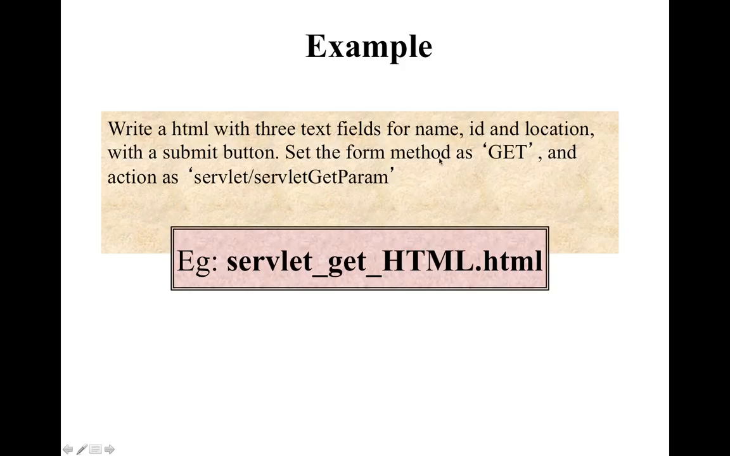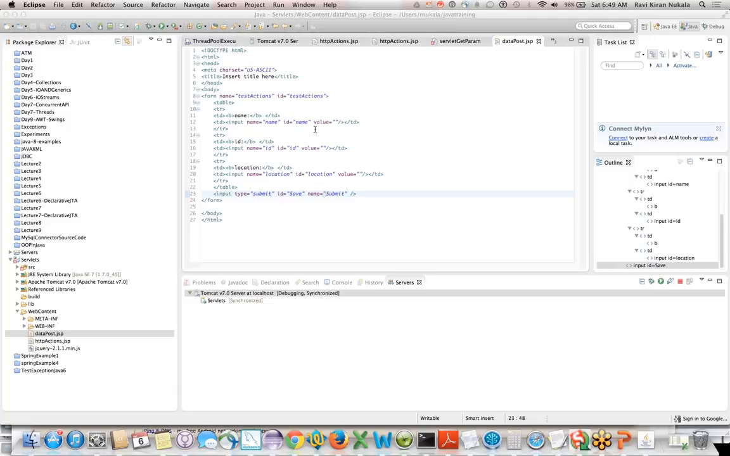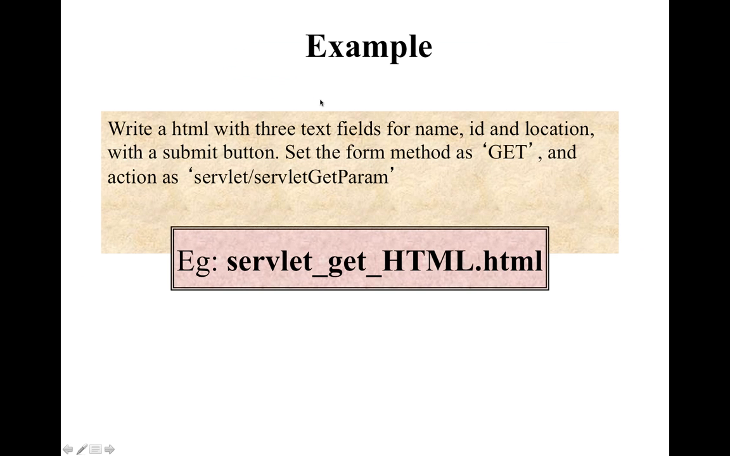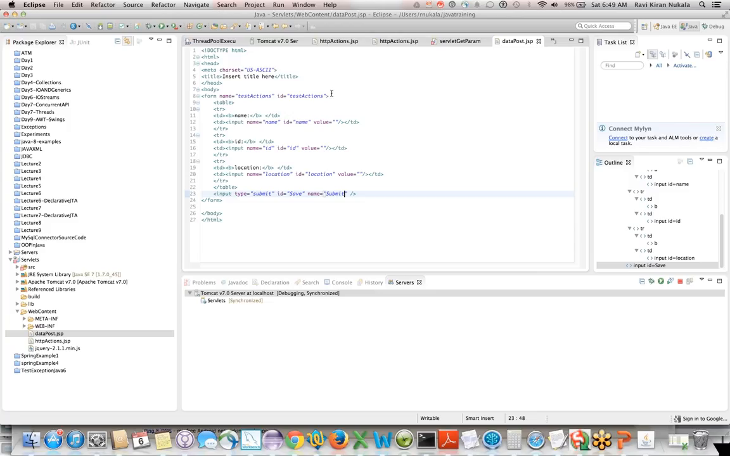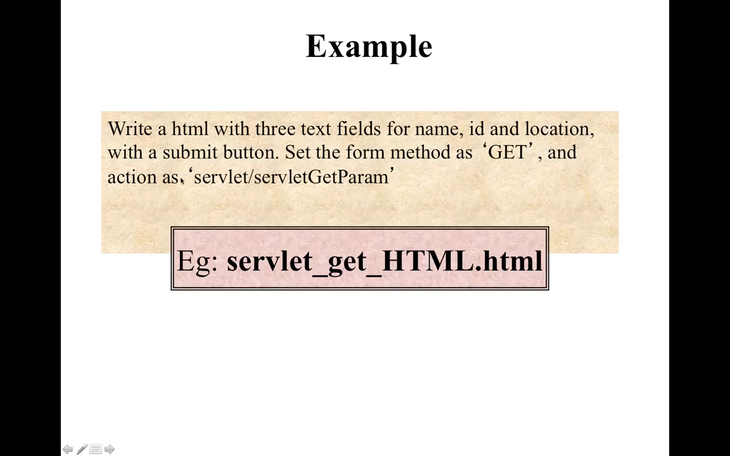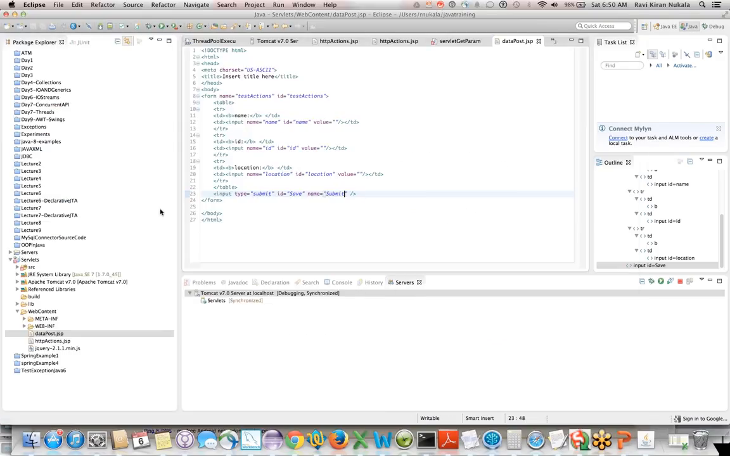Then what is he saying? It set the form method as get. So that means here it is default get. Okay, that means you don't need to specify anything. Default is get always. And action as servlet slash servlet get param. Okay, so let's see what it does.